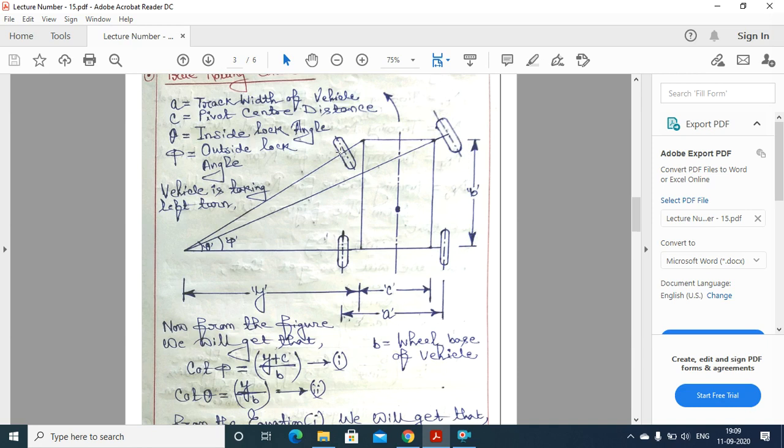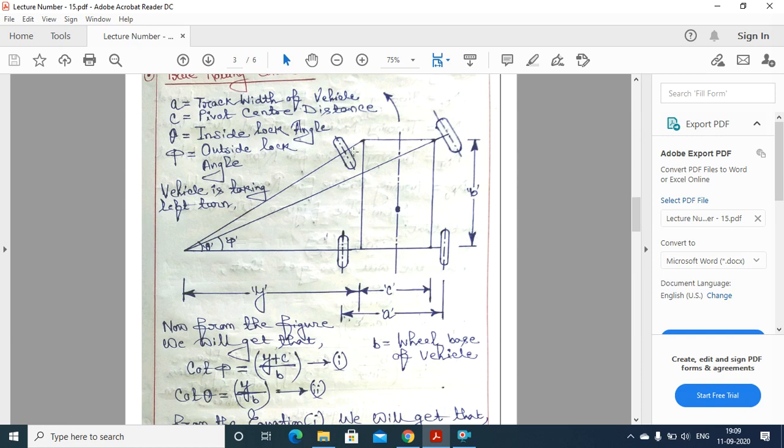Again, I am repeating that this wheel will be known as the front inner wheel. This wheel will be known as the front outer wheel. This wheel will be known as the rear inner wheel, and this wheel will be known as the rear outer wheel. Now we have to calculate the turning radius for all four wheels.